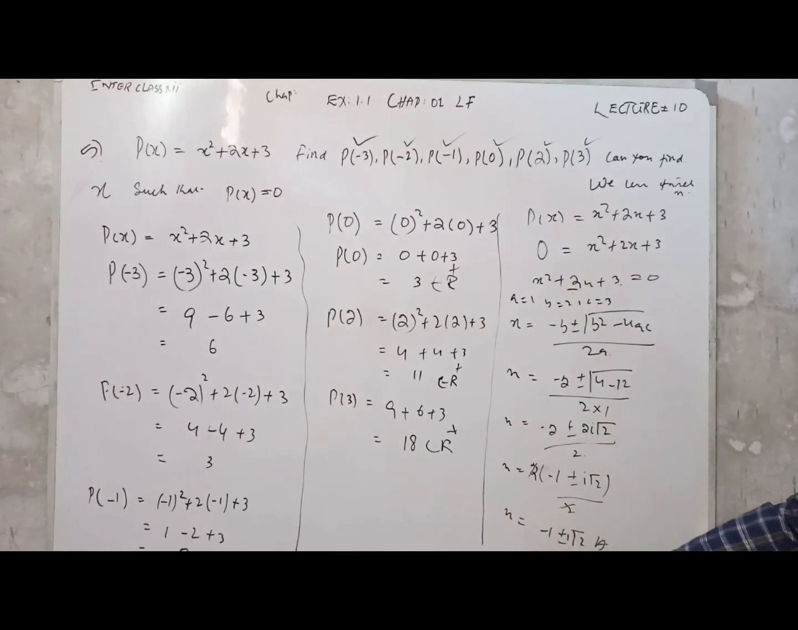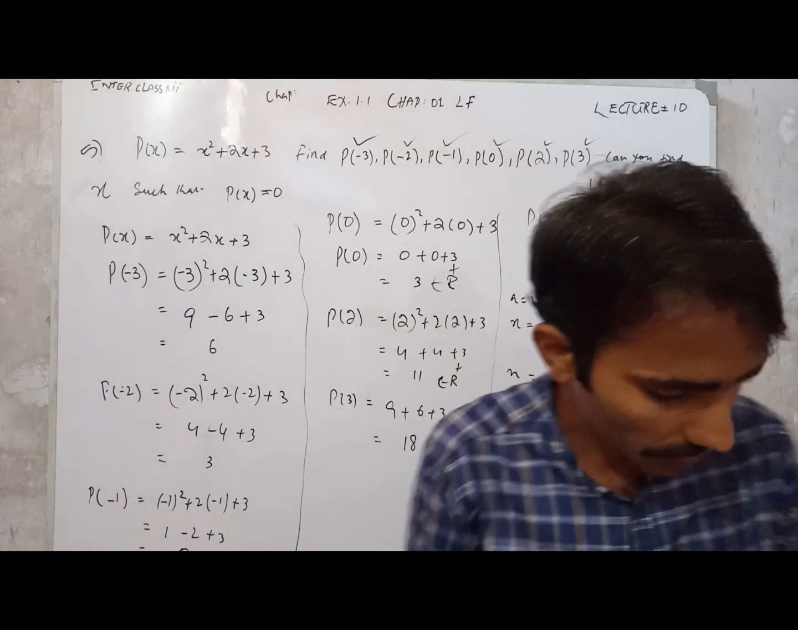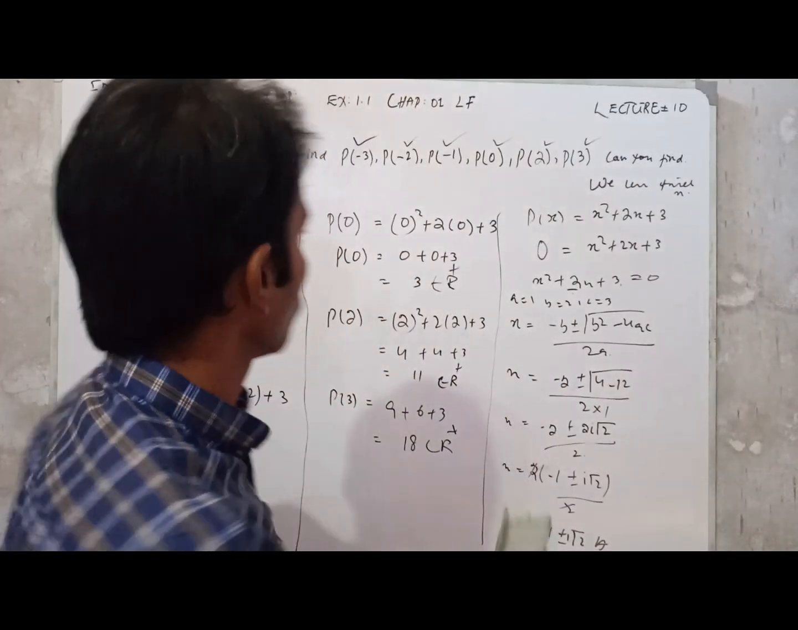So this is the value of x. We find that one is imaginary and one is the real number. So this is all about question number 5. Now we will move towards question number 6.